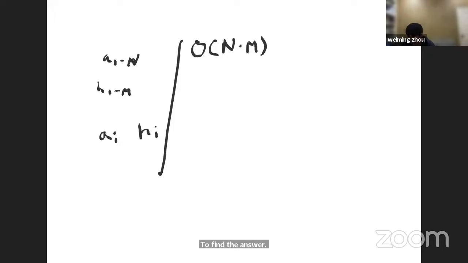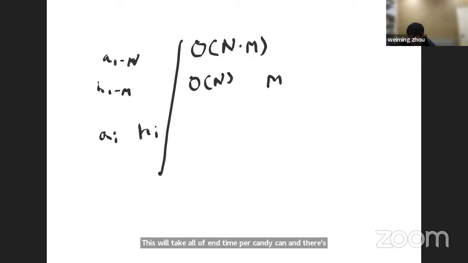So first, I guess we can use an O of N times M simulation to find the answer. The way this works is we can use a for loop to simulate what each cow does to a certain candy cane. This will take O of N time per candy cane, and there's a total of M candy canes. But in the original problem, N and M are both 10 to the fifth. So this is too slow to pass the full solution.